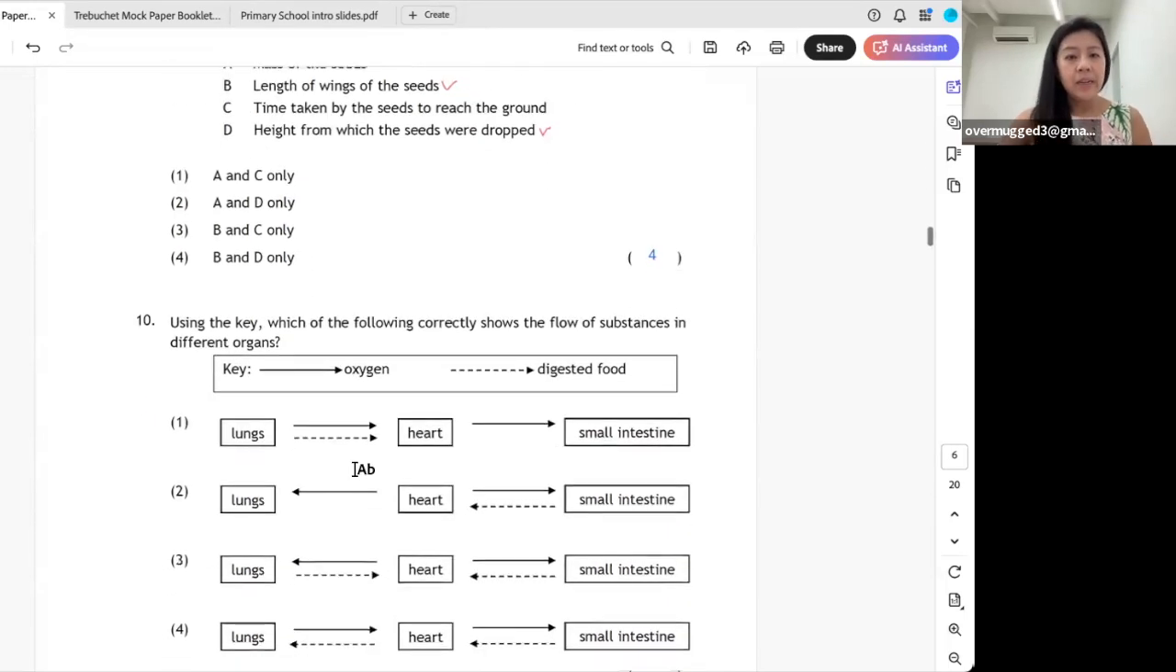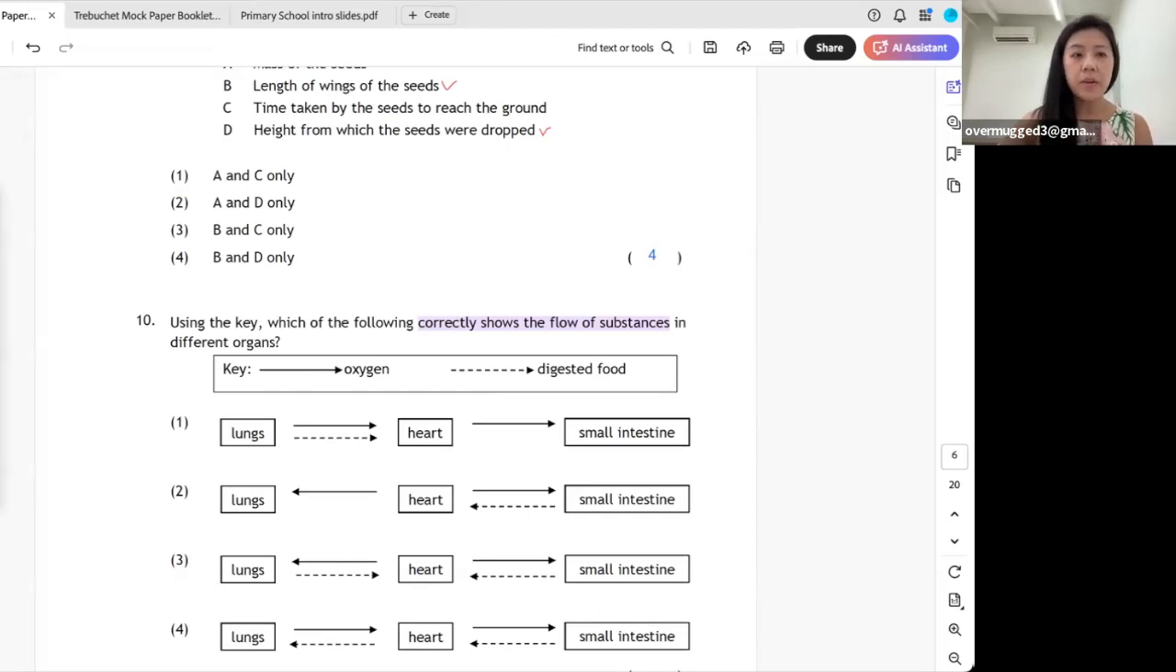Okay, now question 10. Using the key, which of the following correctly shows the flow of substances in different organs? Our key here shows that the solid arrow would be representing oxygen and a dotted arrow would be digestive. Okay, so you need to think back and recall how does oxygen enter our body and how does digested food get transported around the body. So if we focus on oxygen first, it has to come from the lungs. It's because of the air we breathe in. The oxygen will pass through the lungs into the bloodstream and then be transported to the heart.